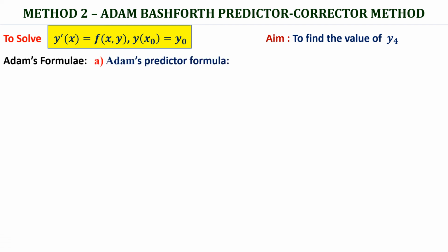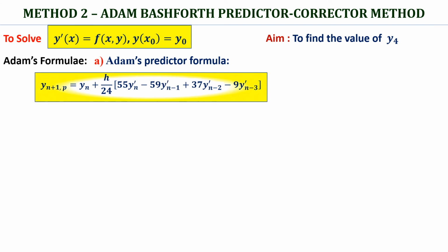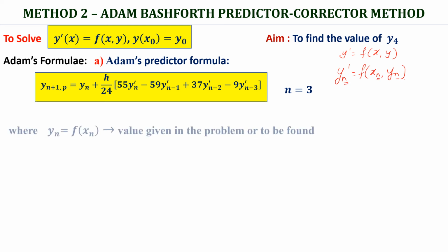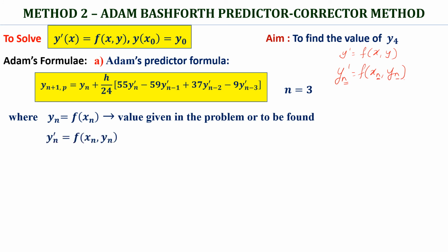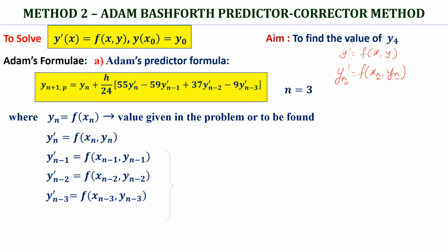So the Adams predictor formula is given this way. And what does it mean? Again, we need to put n equal to 3 to get the corresponding results. So all these values are known to you. In general, yn dash is nothing but f of xn comma yn, substituting it in the given first order differential equation, because you are given y dash equal to f of x y. Simply replace the suffix as n here everywhere. You get all the values subsequently. So it's a very simple one. So you can substitute all the values given to you and get the result.